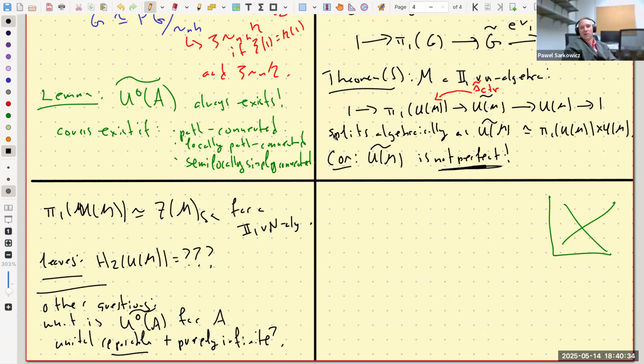I'm not too sure. I don't know too much about quantum field theory. But if type 3s appear, these are just properly infinite von Neumann algebras. So everything we've talked about trivializes in this setting, for type 3.